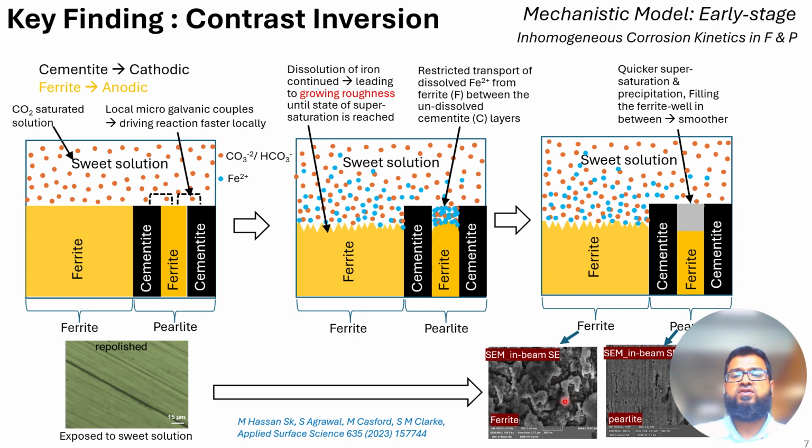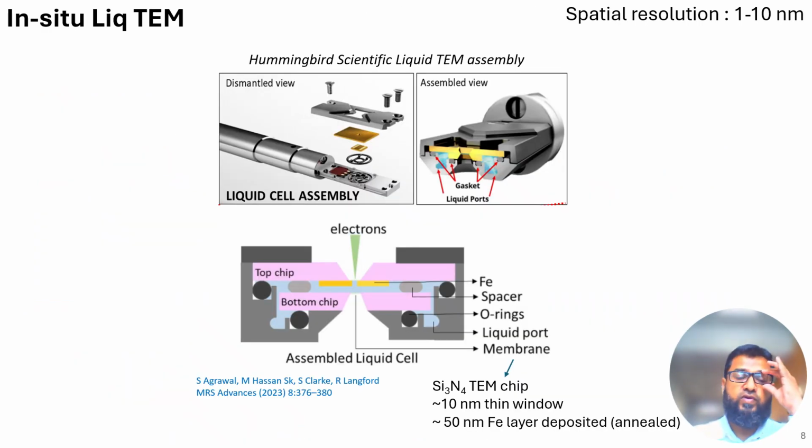And that's the reason for the contrast inversion. Because this is smooth, this pearlite phase looks brighter. Ferrite is rougher, that's why it looks much darker, because of the scattering of the light. Going to the next technique quickly.